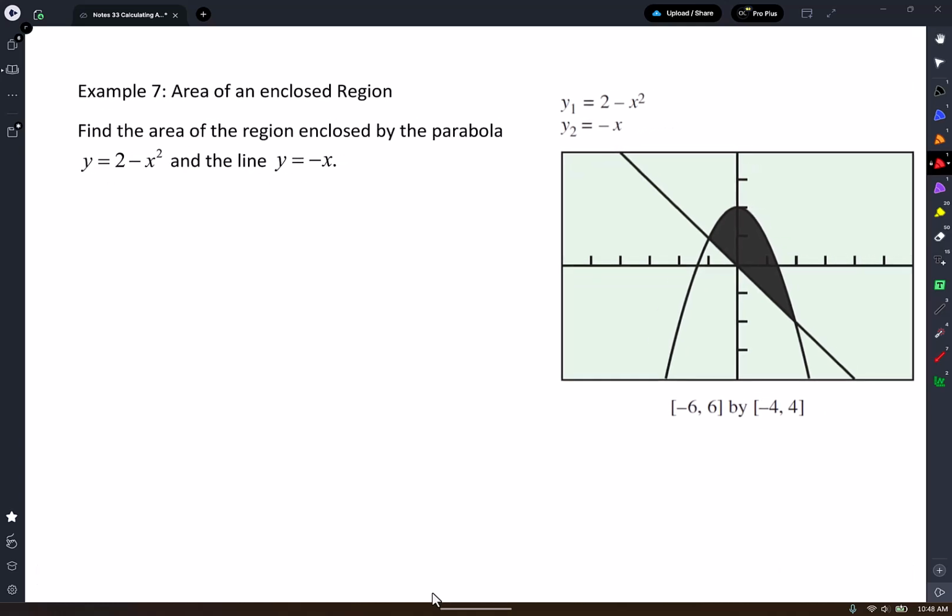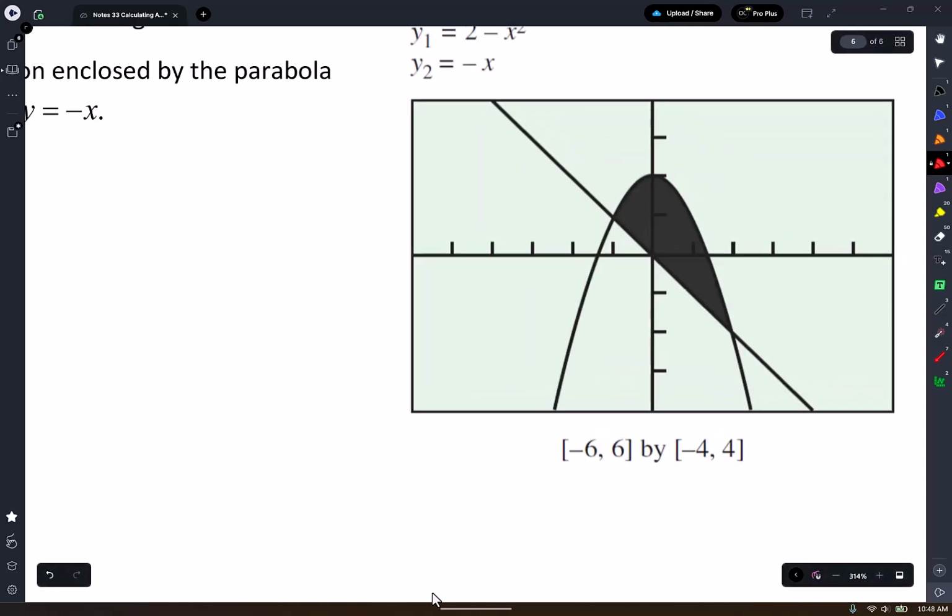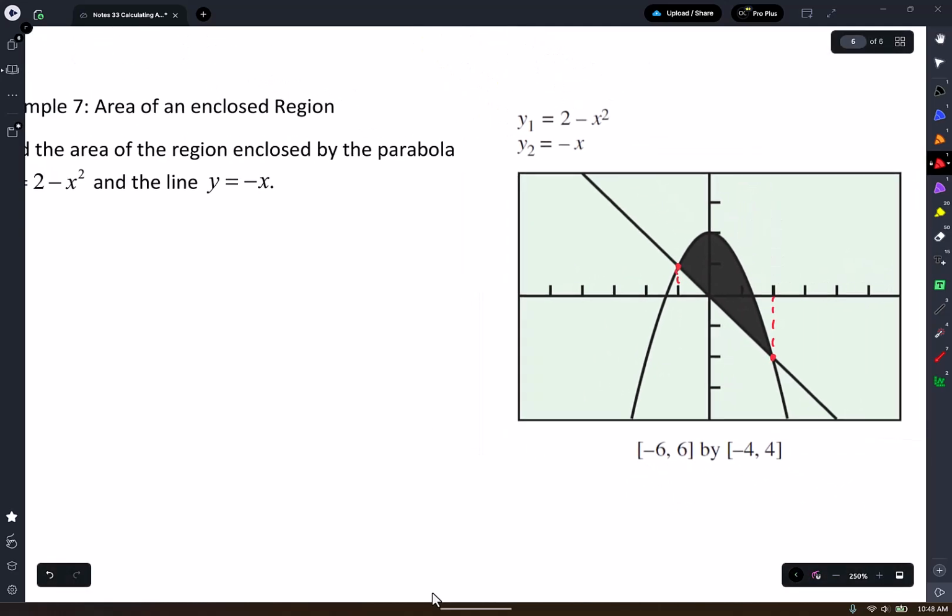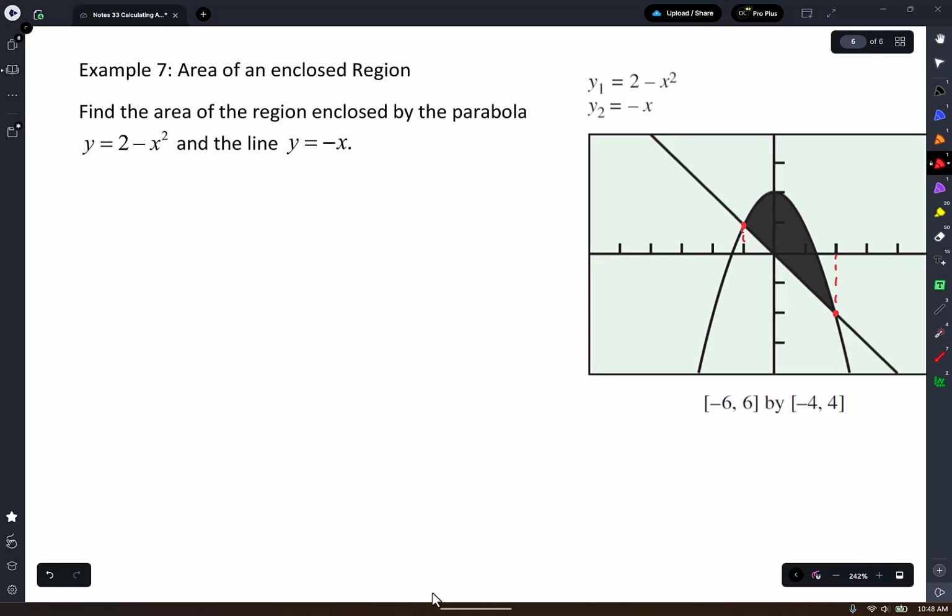Find the area of the region enclosed by the parabola 2 minus x squared and the line y equals negative x. Here it is. I need to find these intersections. Chav, how do you do that? Like this. Let's do this by hand, guys, so we can get some experience.